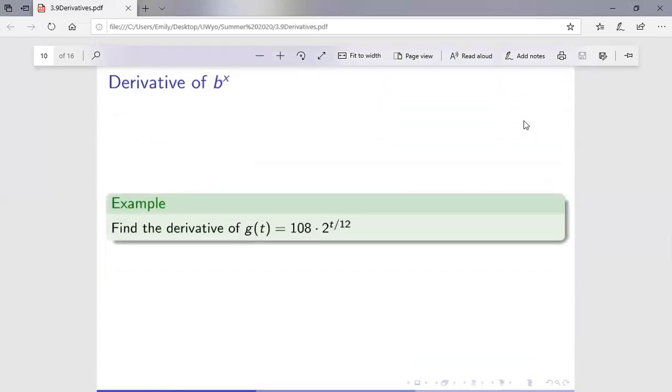So let's do an example. Find the derivative of g of t equals 108 times 2 to the power of t divided by 12. So this one's a little complicated. We've got a constant multiple out in front, and our power is t divided by something. So we're going to have to pay special attention to that. But go ahead and give it your best shot and see how far you get.